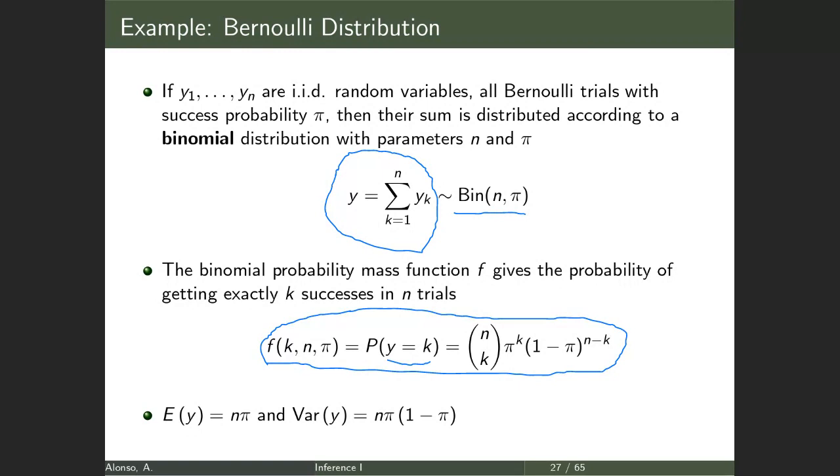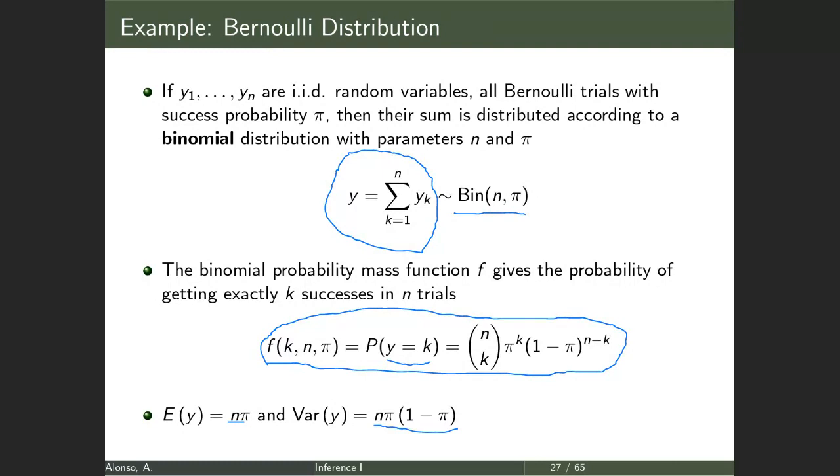And this is again a probabilistic model, a probability distribution. Both the Bernoulli and the binomial distribution are going to play a very important role later in the course, because this is the underlying mechanism behind logistic regression. So the binomial random variable has a mean equal to n times pi, and a variance which is n times pi times 1 minus pi.